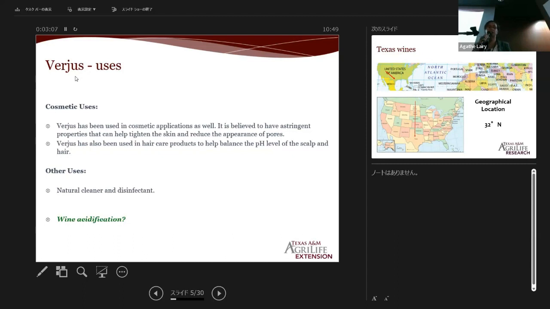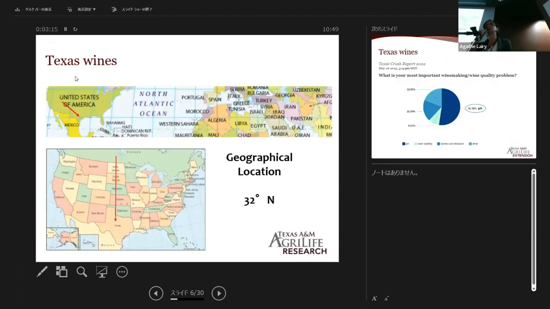Other uses, it can be used as a natural cleaner or disinfectant, but in our case, the question was, can it be used as an acidifier? And I'm going to do a little detour here and show you where we are located geographically. That's Texas over there. If you look at this parallel here, you can see that Texas is a very southern state within the United States. And we're on the same parallel with Morocco, Algeria, Libya, Tunisia, and Egypt.